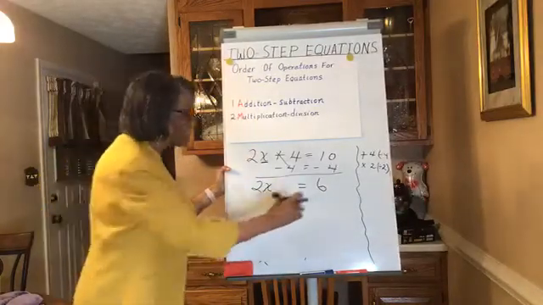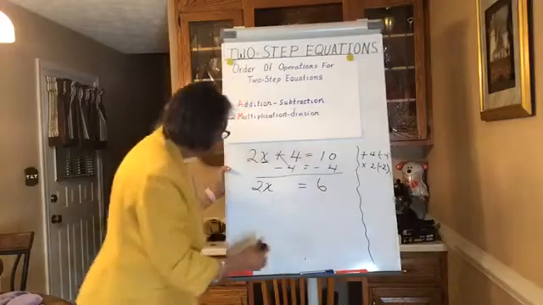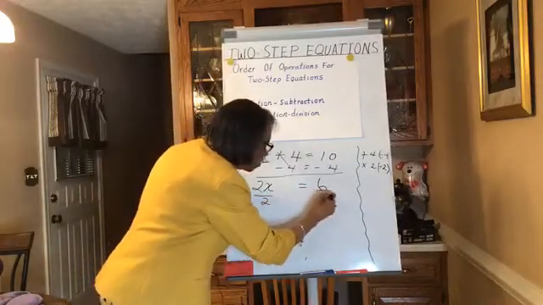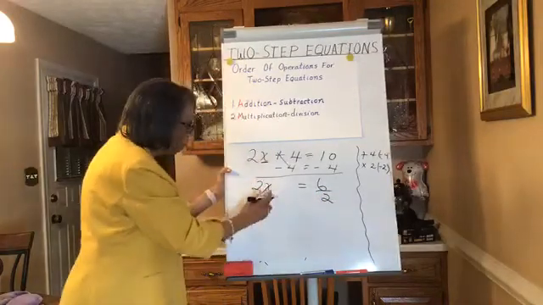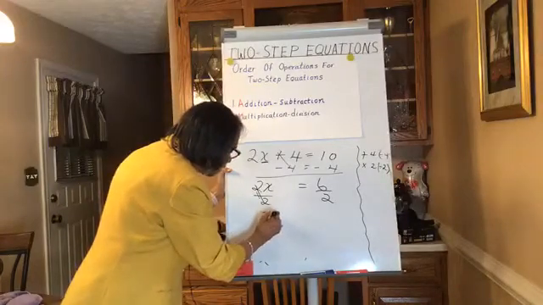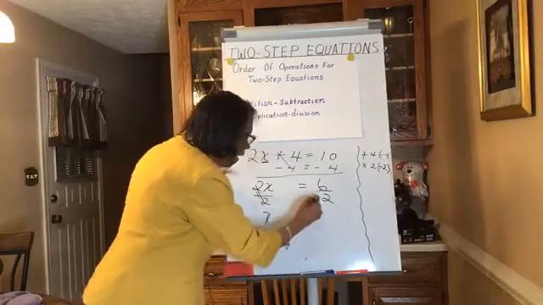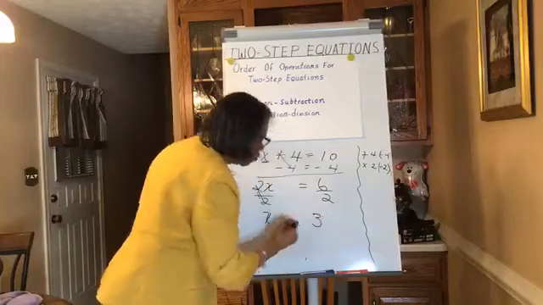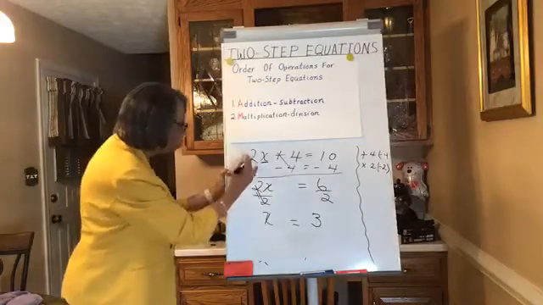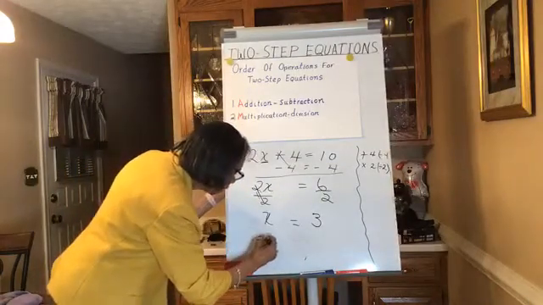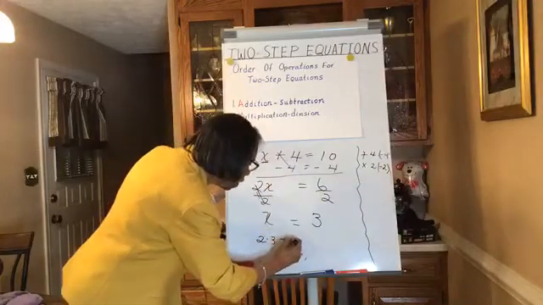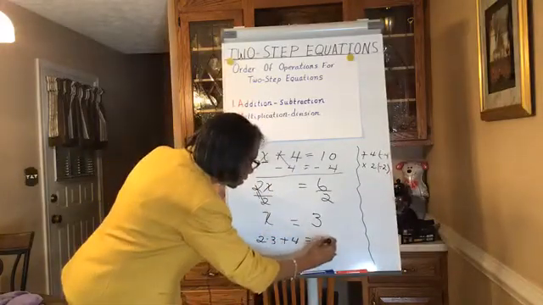All right, the next step is to divide by 2. So I'm going to divide both sides by 2. This says 2x divided by 2. And of course, the 2's cancel out, and that's x. And 6 divided by 2 is 3. All right, let's see if that's correct. 2 times 3 plus 4 equals 10. Is that correct?